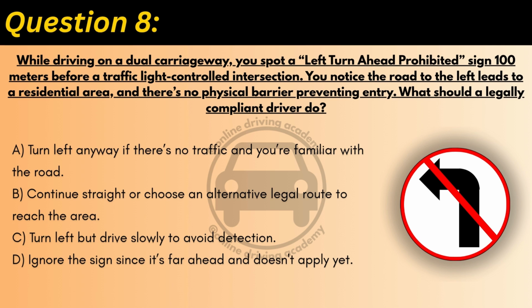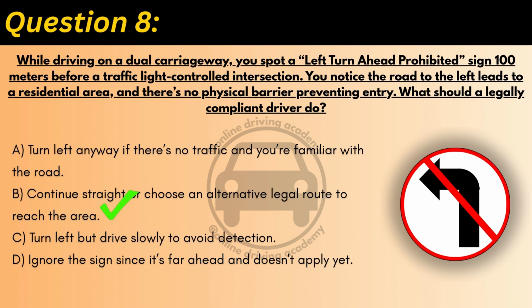While driving on a dual carriageway, you spot a left turn ahead prohibited sign 100 meters before a traffic light controlled intersection. You notice the road to the left leads to a residential area and there's no physical barrier preventing entry. What should a legally compliant driver do? Is it option A, turn left anyway if there's no traffic and you're familiar with the road? Or is it option B, continue straight or choose an alternative legal route to reach the area?